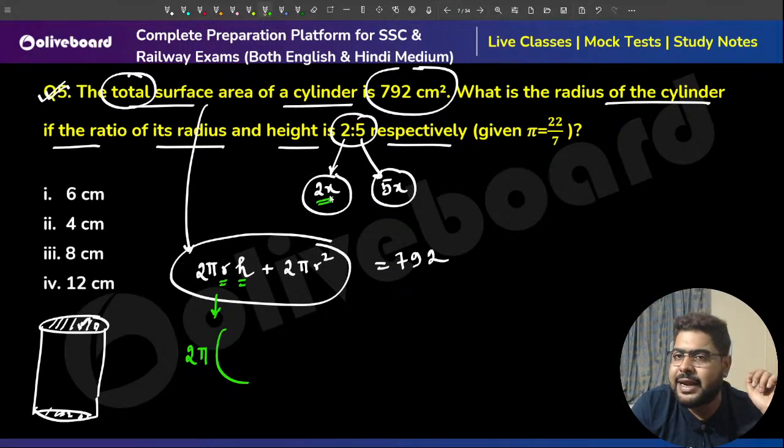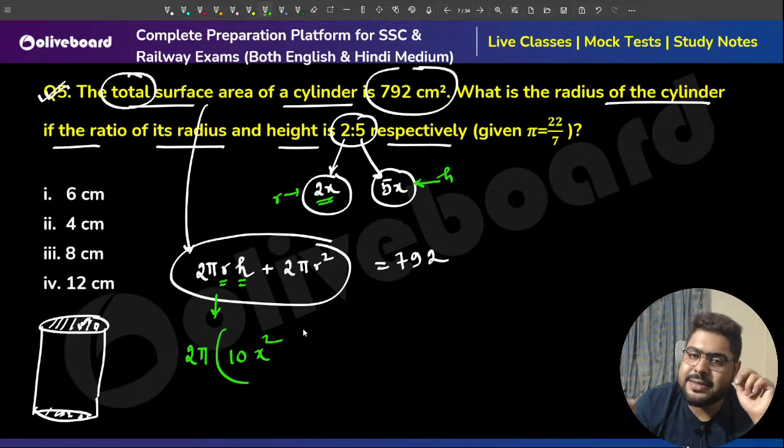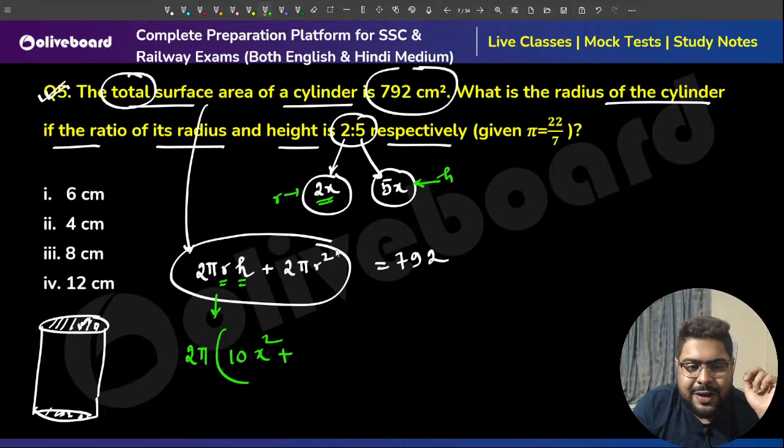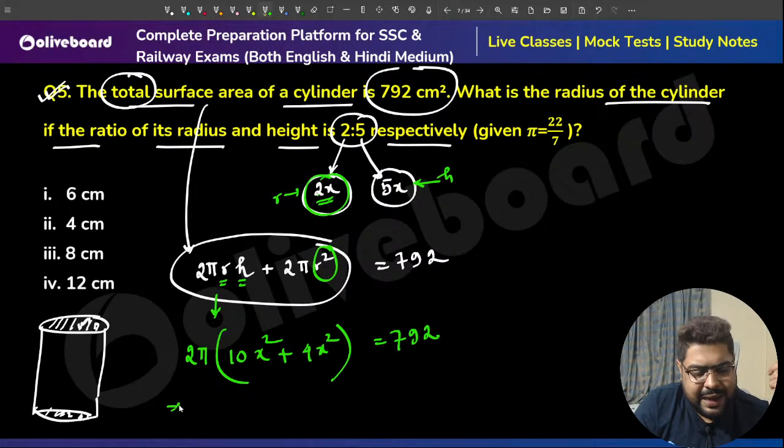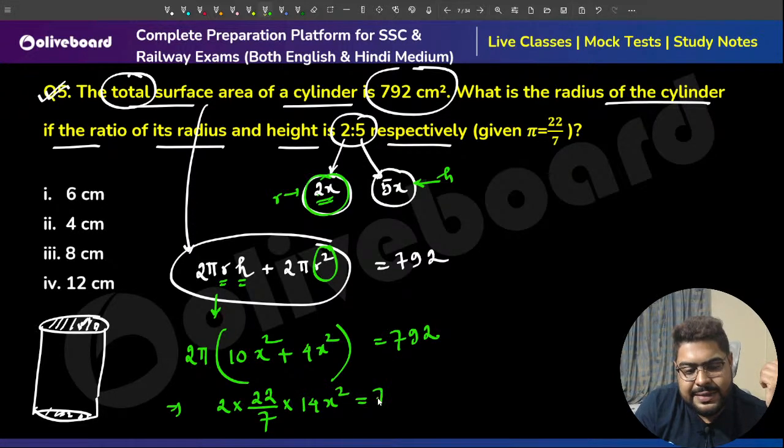R is 2x radius. This is your r. This is your h. So that is r into h, means 5 into 2, 10 into x squared, sir. Plus over here it is r square. That means this is 2 square into x square, that is 4x squared, sir. That is 792, sir. Again, sir, 2 into pi is 22 by 7 into 14 times x square, that is 792. So again 2 gone.